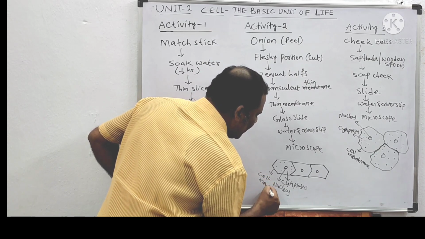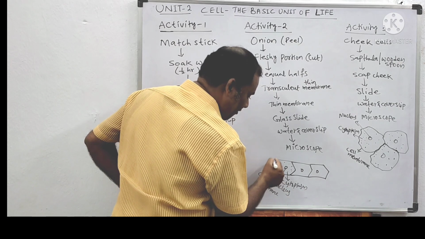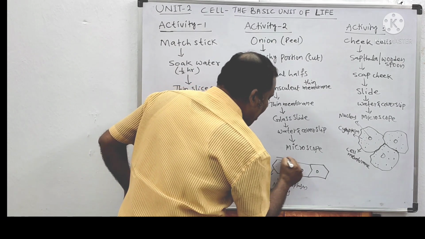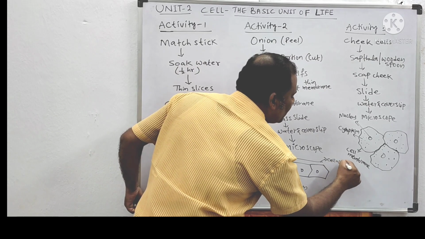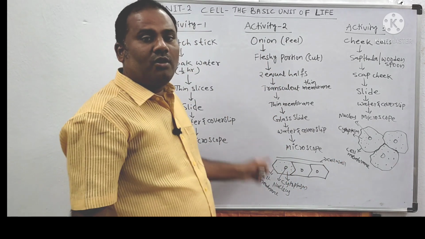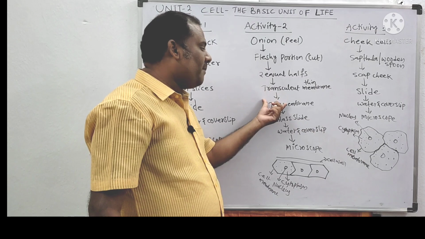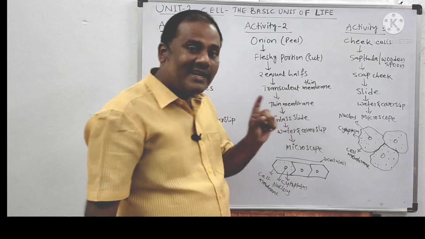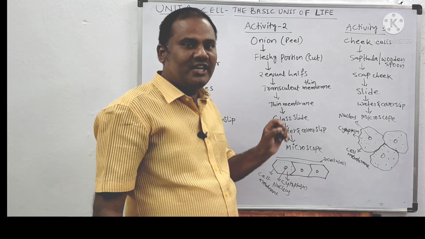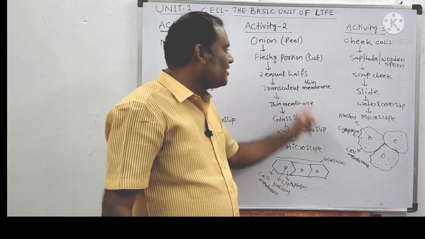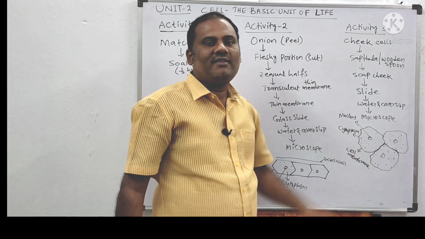Next, here one more extra outer covering is present. This outer covering is called a cell wall. So what you come to know is that between the plant cell and animal cell, one extra structure is present in the plant cell, a unique feature, called the cell wall, which is absent in the what?